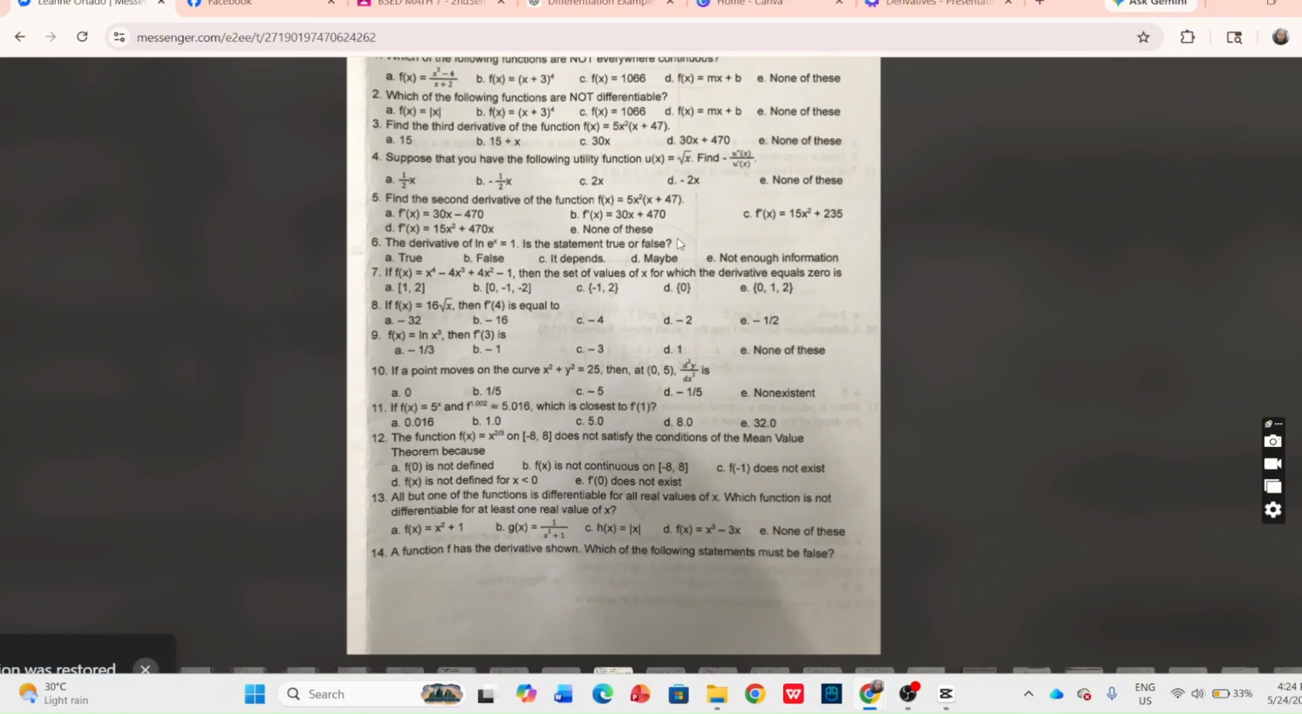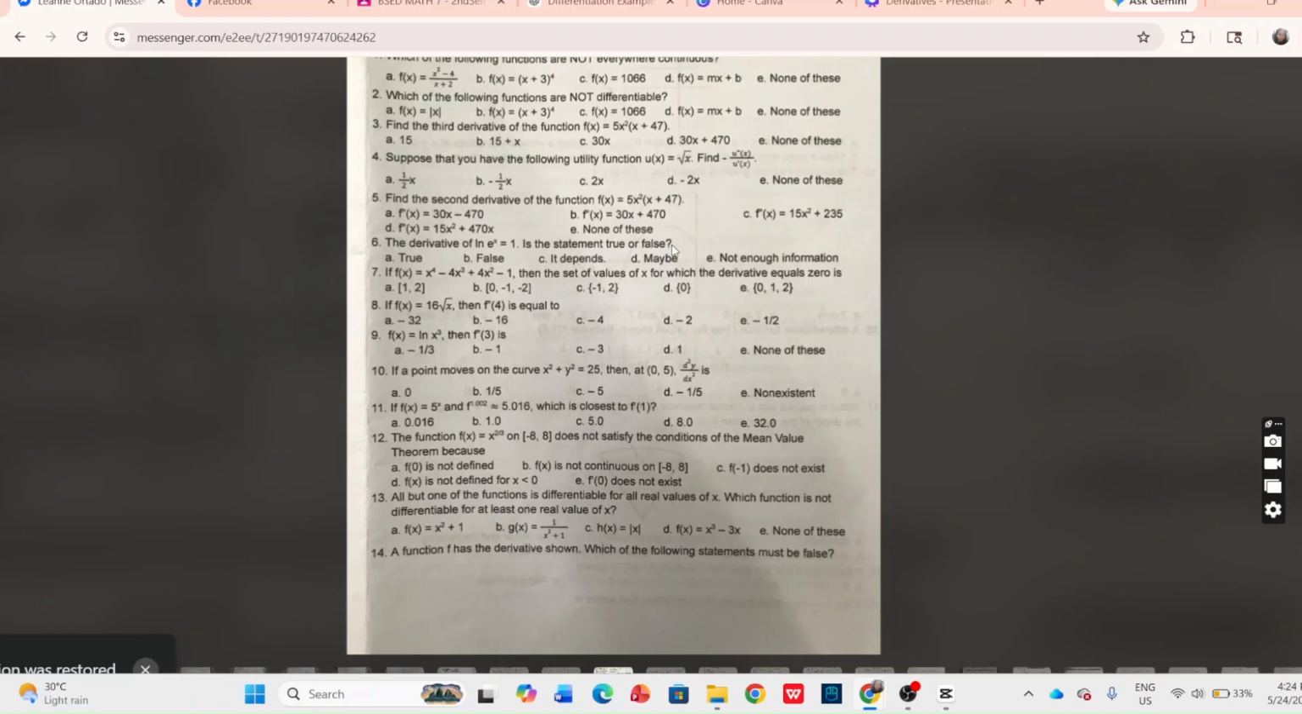Number 5, find the second derivative of the function f of x equals 5x squared times the quantity of x plus 47. So we will be able to obtain the second derivative of this function through the use of the product rule, which is udv plus vdu or vdu plus udv.